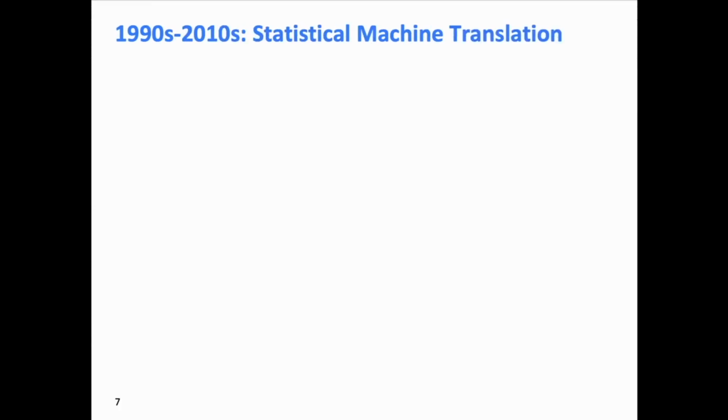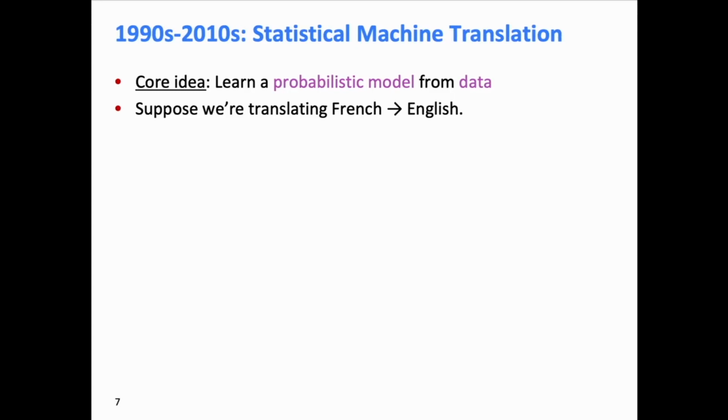So jumping forward several decades in time, now I want to tell you about statistical machine translation. The core idea of statistical machine translation is that you're going to learn a probabilistic model from the data in order to do the translation. As an example, as before, suppose that we're translating from French to English.